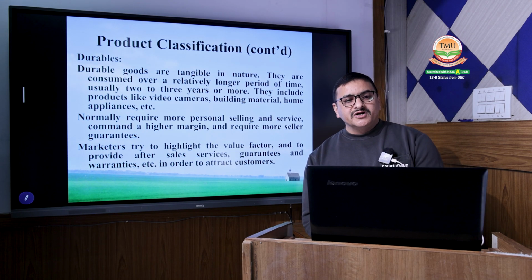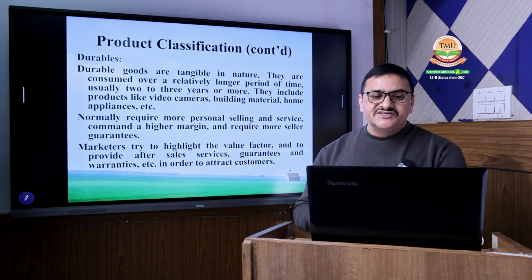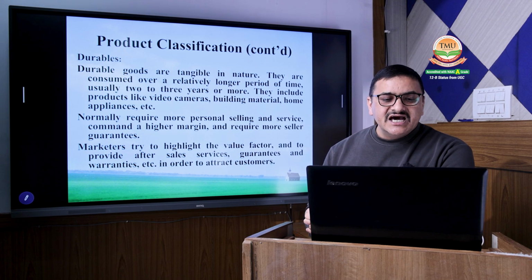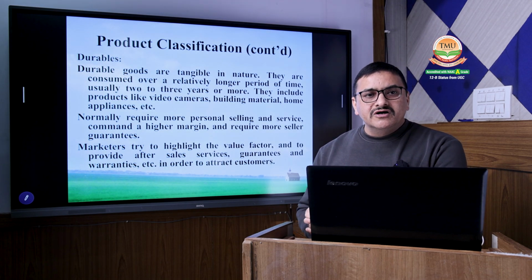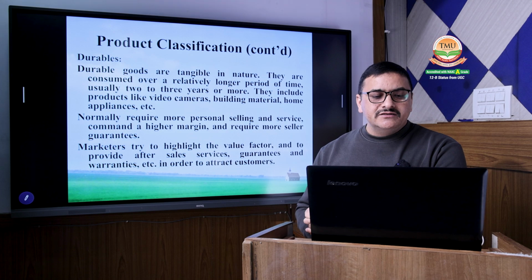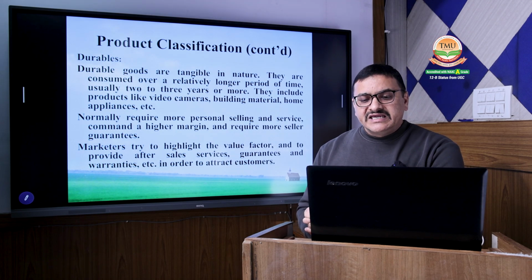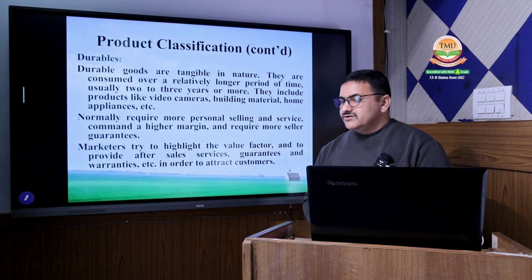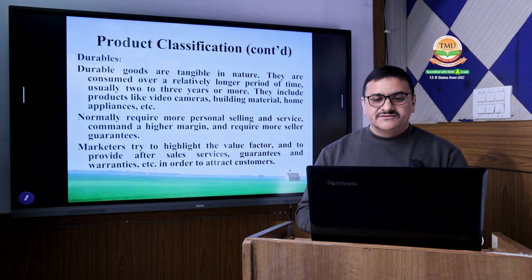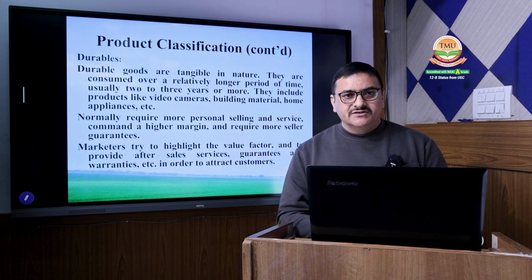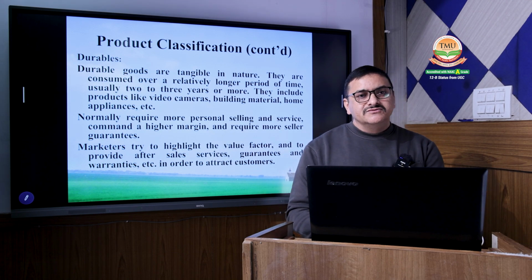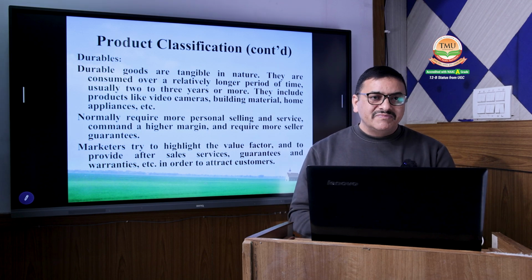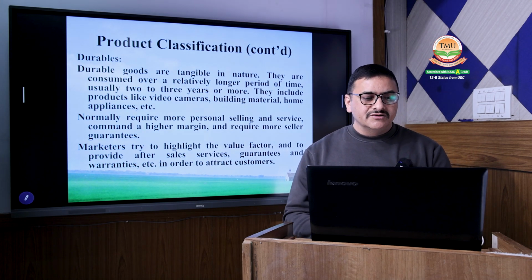Then we have durable products. Durable goods are tangible in nature again, and they are consumed over a relatively longer period of time, usually 2 or 3 years or more. They include products like video cameras, building materials, two-wheelers. The automobile segment basically comes into the durable market only. Home appliances are also a part of the durable goods.